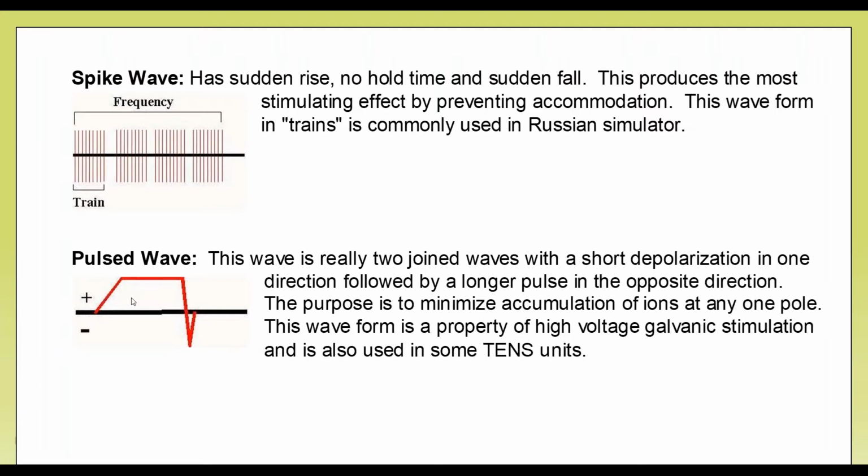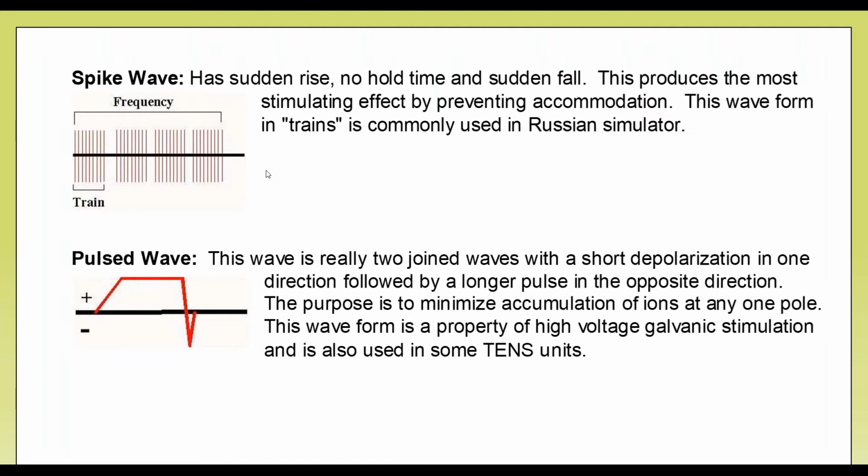High volt galvanic uses a pulsed wave where we're maybe in the plus for a while and then suddenly go in the negative. And this disperses some of the ions that are collecting around the electrodes. And it really prevents some skin damage. Now, high volt pulse galvanic is direct current, not as comfortable as interferential would be.